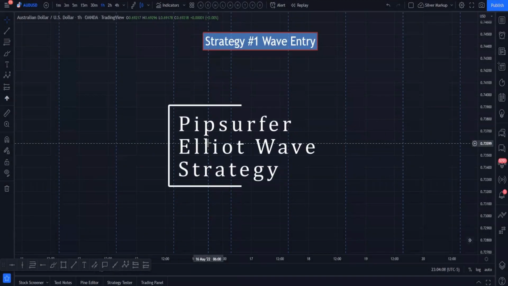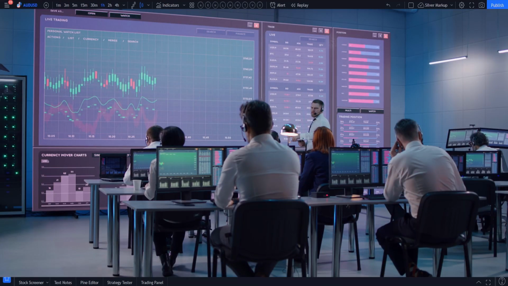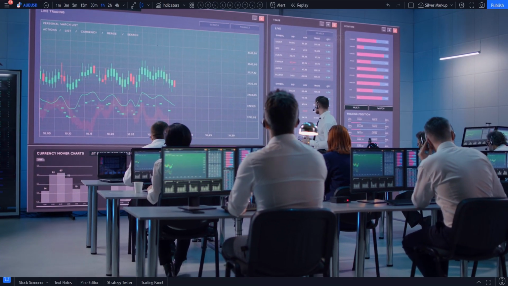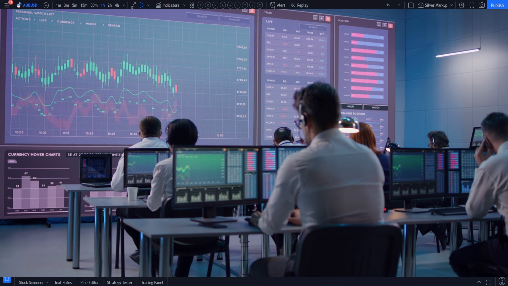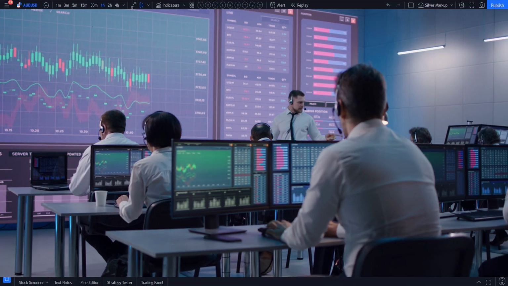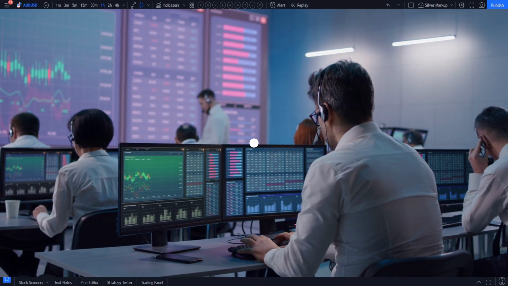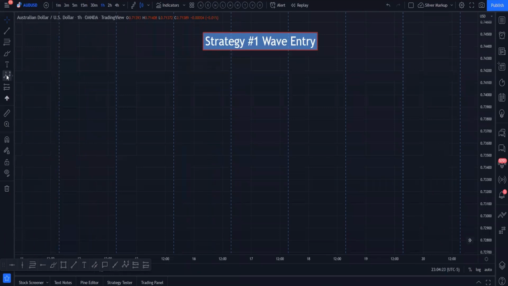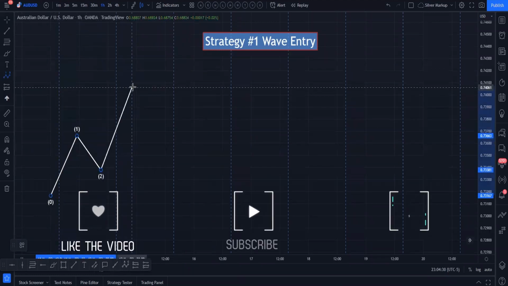Right, in this video, we're going to be going over the core strategy of Pipsurfer, the wave entry. The concept of the wave entry is catching the best opportunities within market structure to catch trend continuation moves. For people who don't know, market structure is the way the market moves within a trend.